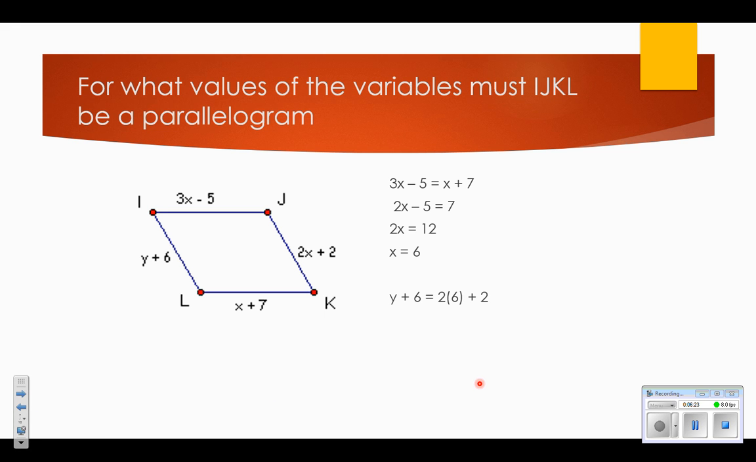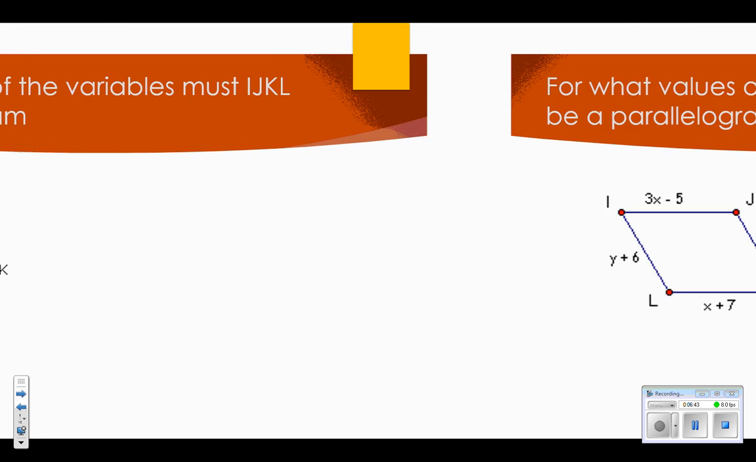So y plus 6 is going to equal that 2x plus 2. We know that x is 6, so we sub it in. And we're going to get y plus 6 equals 12 plus 2. Y plus 6 equals 14. And then y equals 8. So the values for my variables are 6 for x and 8 for y.